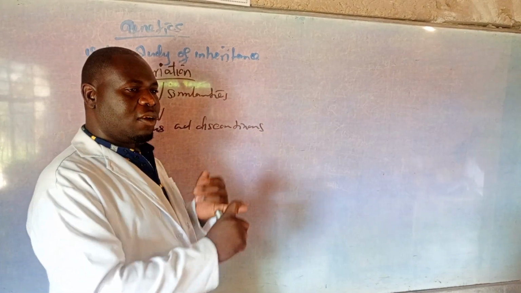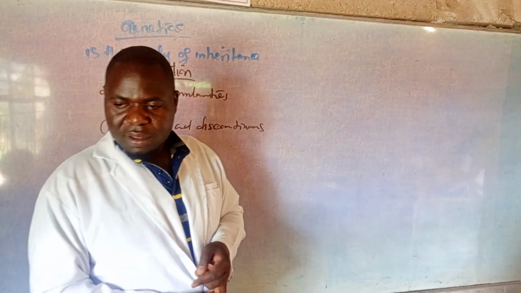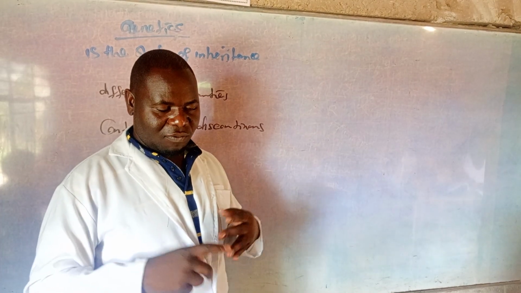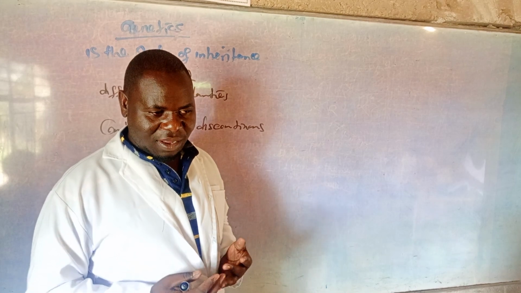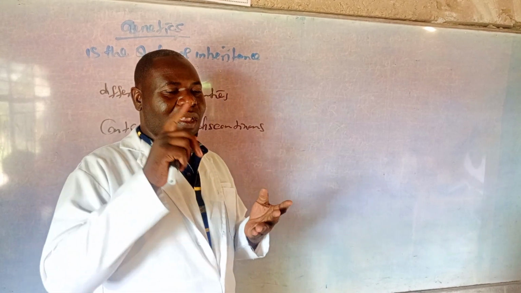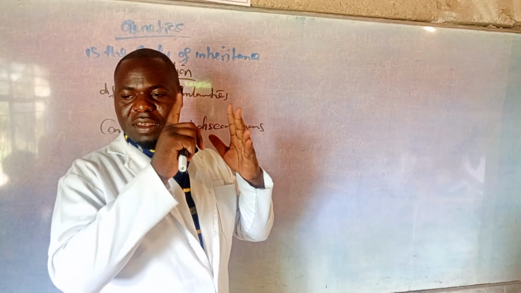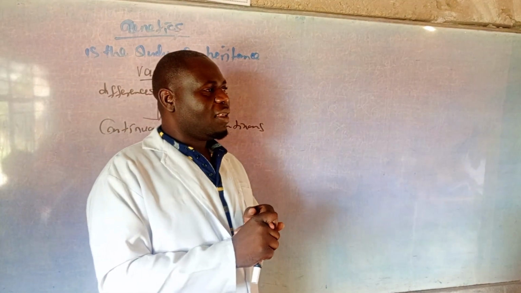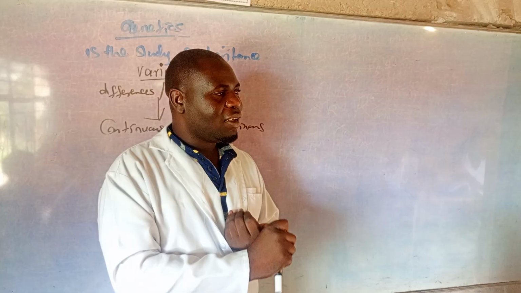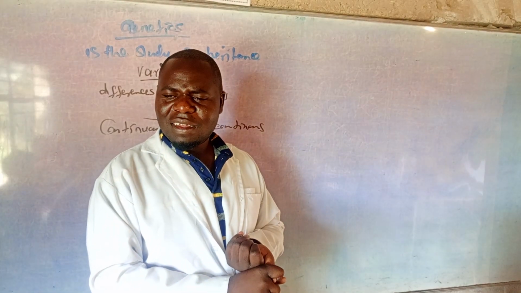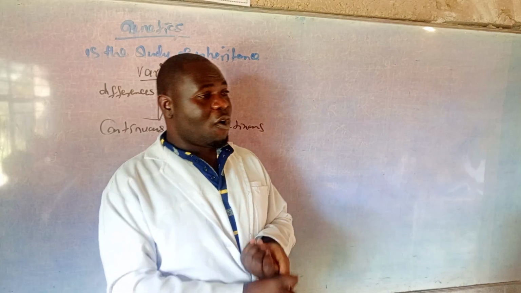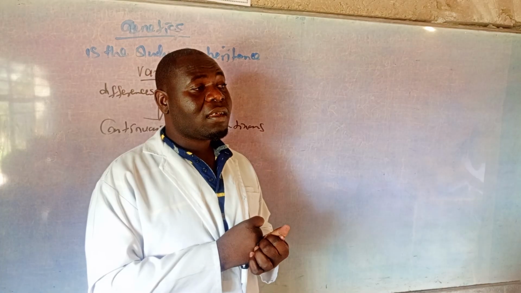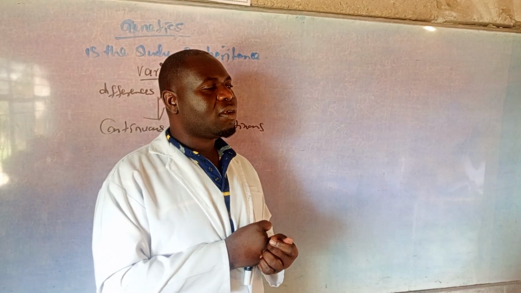So examples of differences and similarities within the organisms in the ecosystem include blood group. What else? The complexion, the way we look. Example, myself, I'm dark in complexion. Apart from blood group and complexion, what else? The height. The eye color. Sex, either male or female. What else?